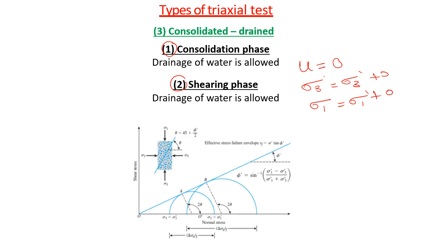So we always call this failure envelope the effective stress failure envelope. It's always said that this failure envelope is in terms of effective stresses, since there is no pore water pressure generated at all in this test, because the valve is always open in the test.